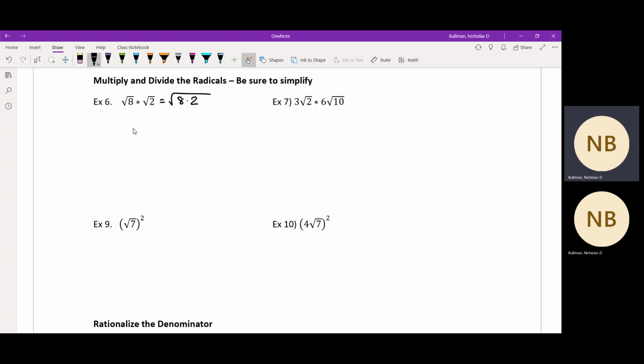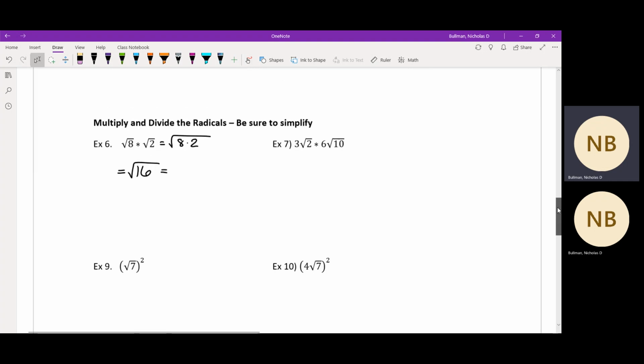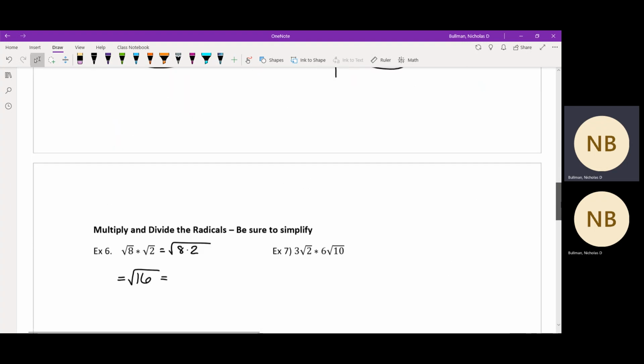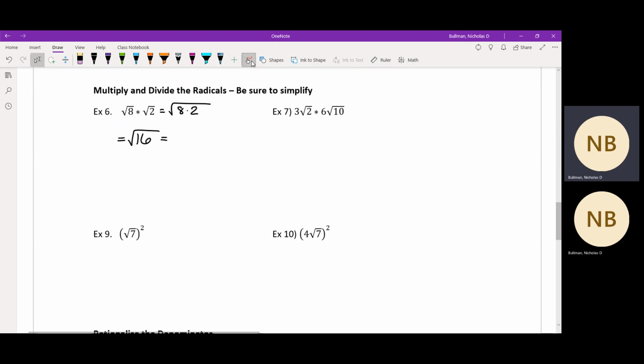8 times 2 gives me 16. So now I'm at the square root of 16. Well, if we remember from our list above that we made of perfect squares, if we look back up here, the square root of 16 was 4. So I don't even need to do a factor tree. I can go ahead and see that the square root of 16 is 4. So I can just say my answer is 4.